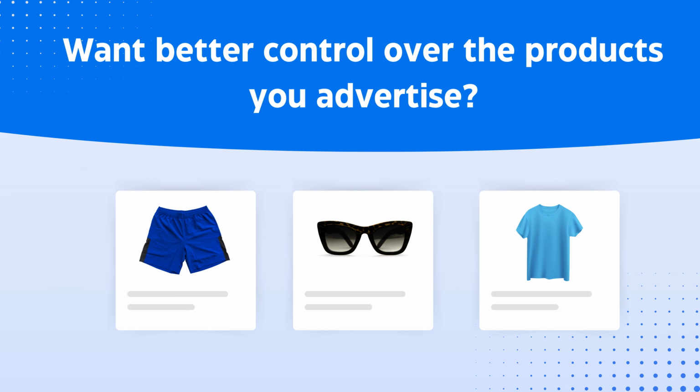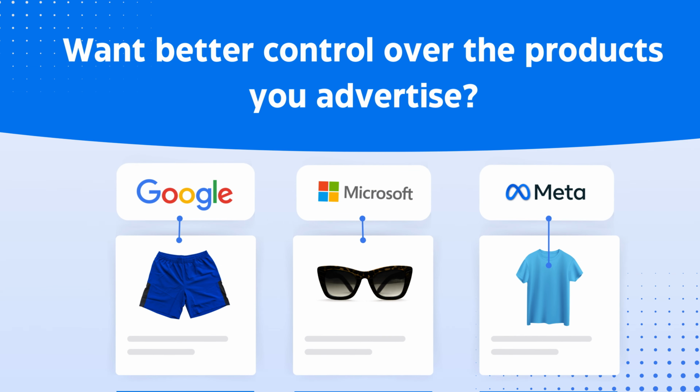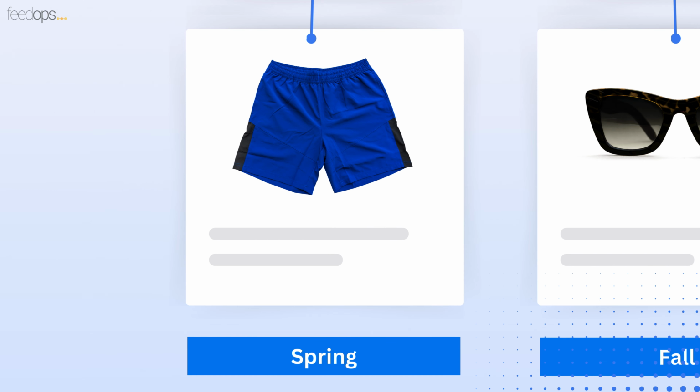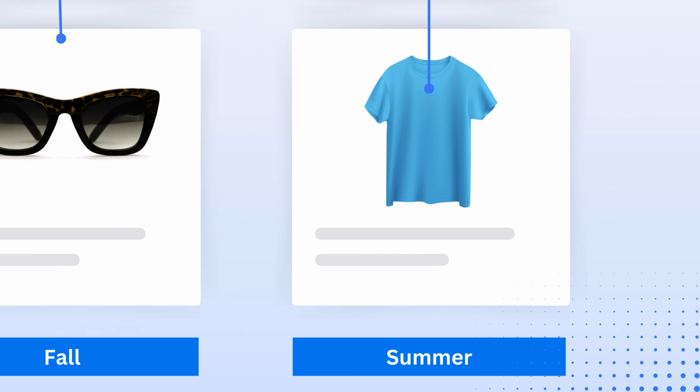If you want better control over the products you advertise on platforms like Google, Microsoft, and Meta, custom labels can help. Custom labels help you segment products that appear in multiple product types into a single campaign.